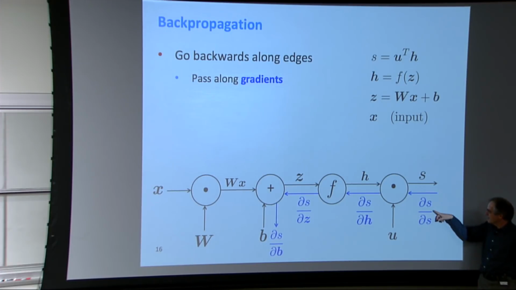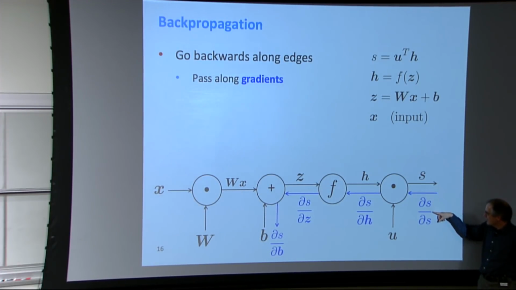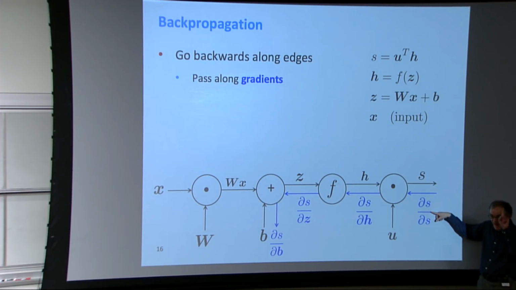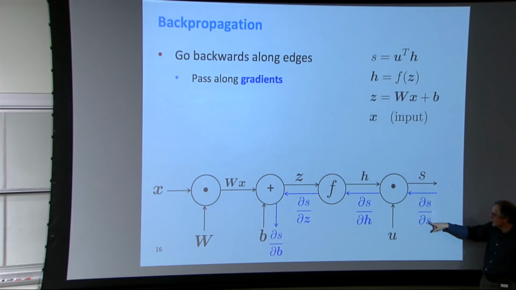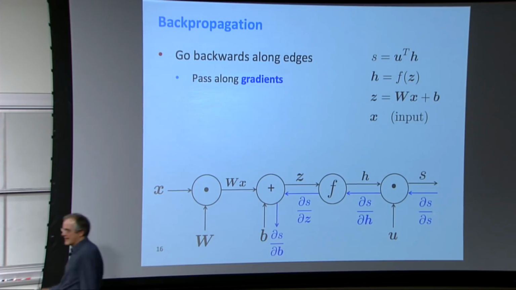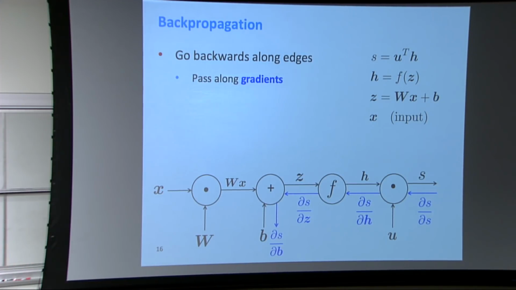And we started off right here with the partial of S by S. What's the partial of S by S going to be? 1. Okay, yeah, so the rate at which S changes. So we just start off with 1, and then we want to work out how this gradient changes as we go along.